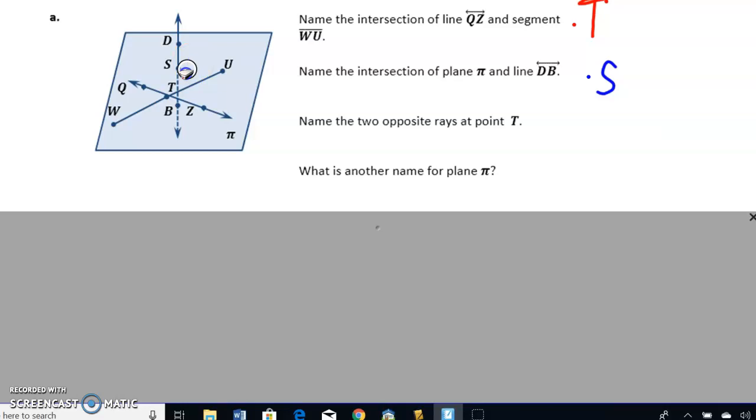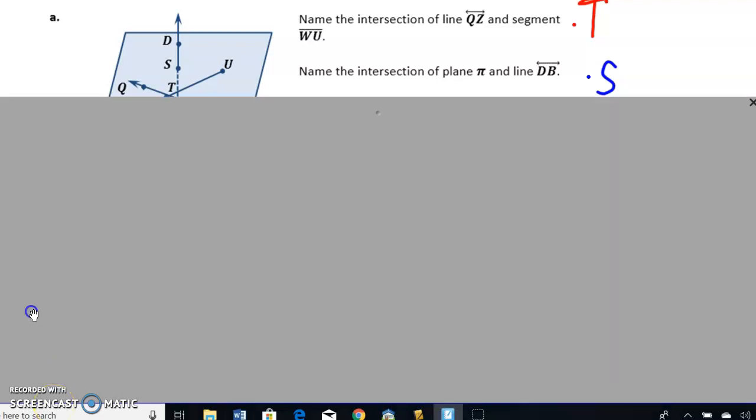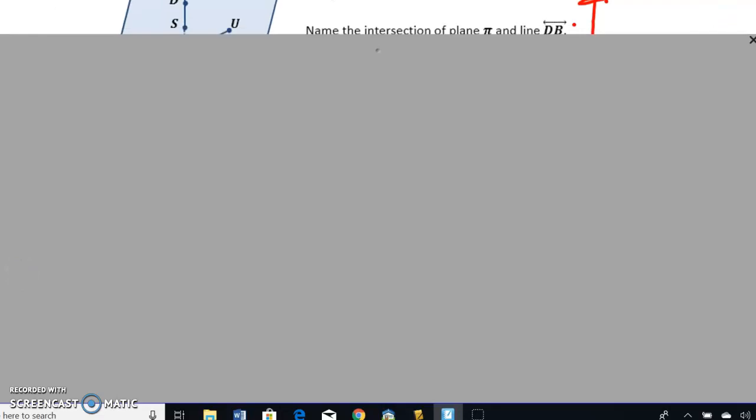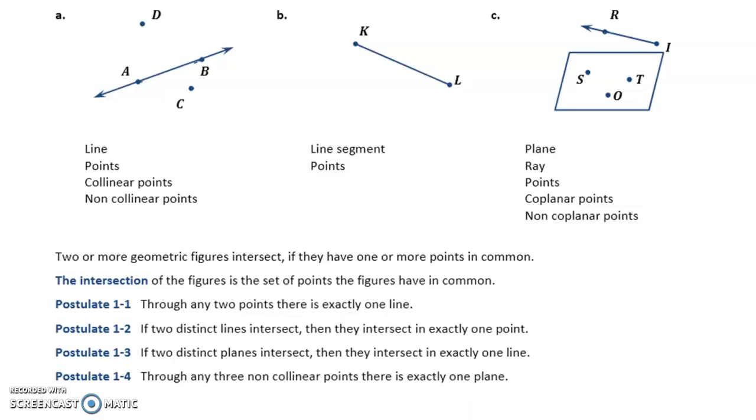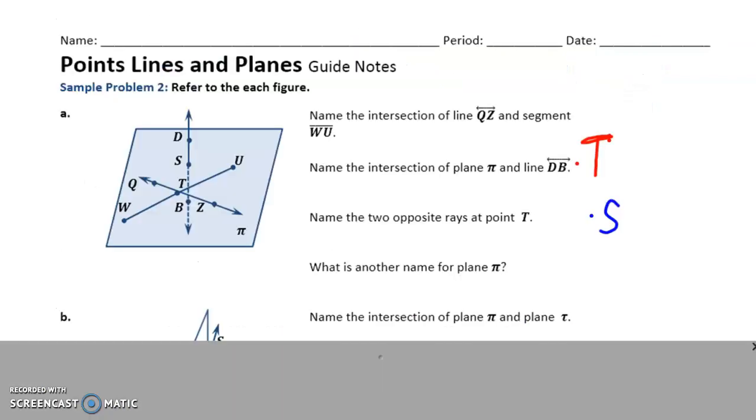Okay, so we decided that the intersection of that line and the plane was point S. Then it asks for the two opposite rays at point T. So I've got to figure out how to get back to this. Hold on. So using this, we're going to answer the question from this page.